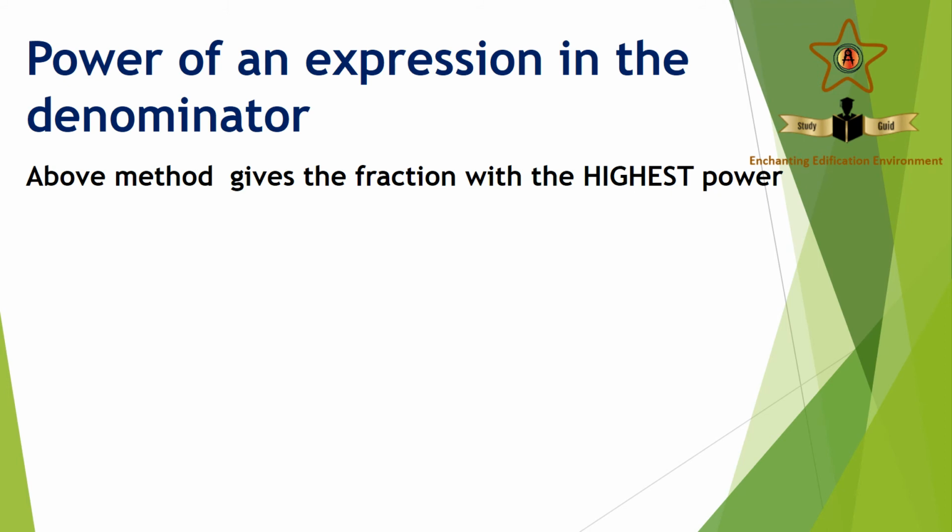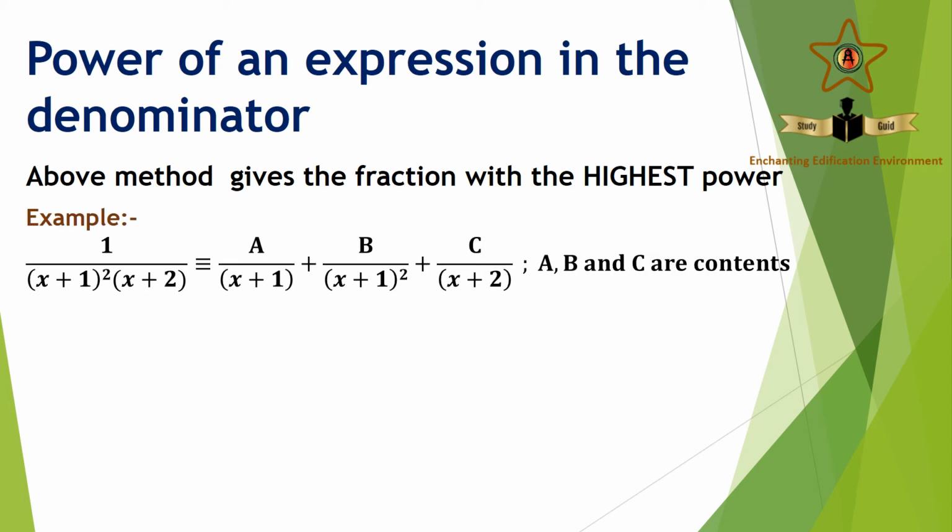Now we have situations where our denominators have powers of an expression. Then we know we have to write denominators starting from the first power of that expression up to the highest power of that expression. We will see this in the next example. Now in this example we have 1 over (x + 1)^2 (x + 2). So we have to write a over (x + 1) plus b over (x + 1)^2 plus c over (x + 2). Here a, b and c are constants.